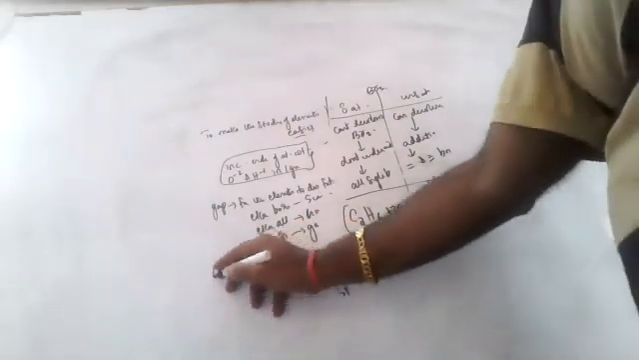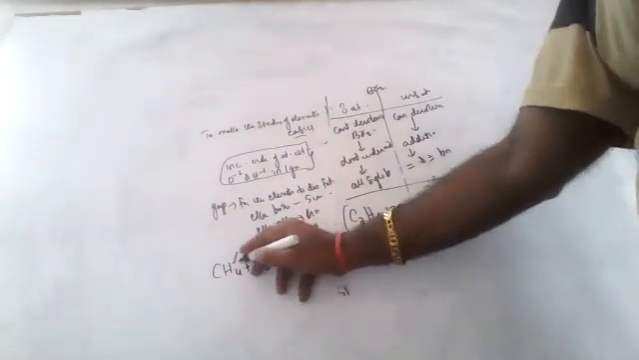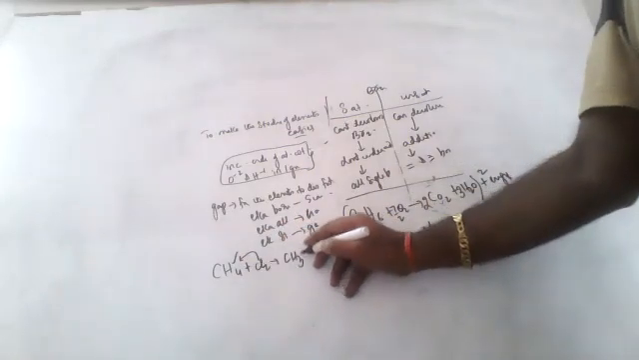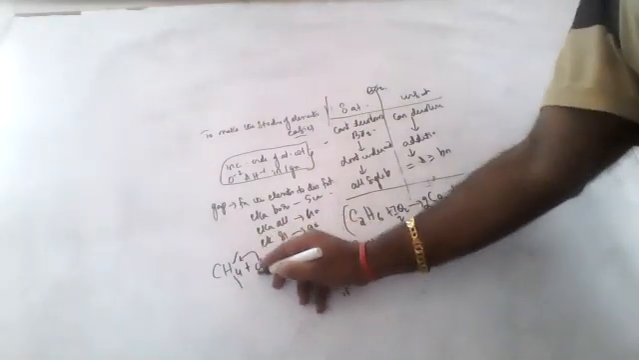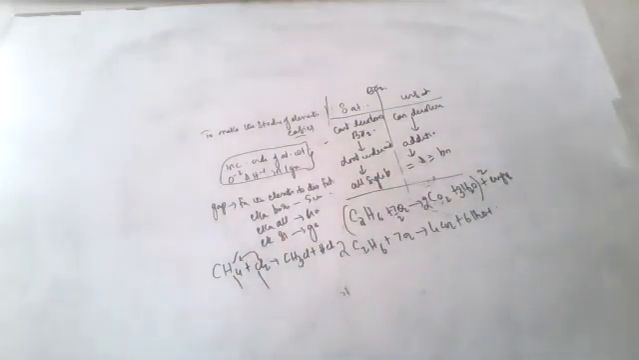Next, why is the reaction between methane and chlorine called a substitution reaction? Because one hydrogen's position is occupied by chlorine. One hydrogen comes out, one chlorine comes in, and they form HCl. Because hydrogen's position is occupied by chlorine, that's why it's called a substitution reaction.